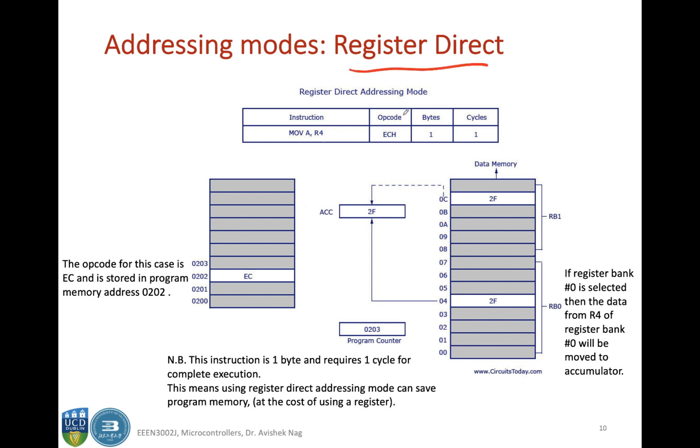When you have this register direct addressing mode, you have this as you saw, and notice how the opcode again changes. You are moving to the accumulator, but now your source is the direct register name R4, and in this case it is EC. In case of your immediate addressing mode, the same move A was using an opcode of 74 hex. In case of your direct addressing mode, it was using E5, and now for register direct it's using EC.